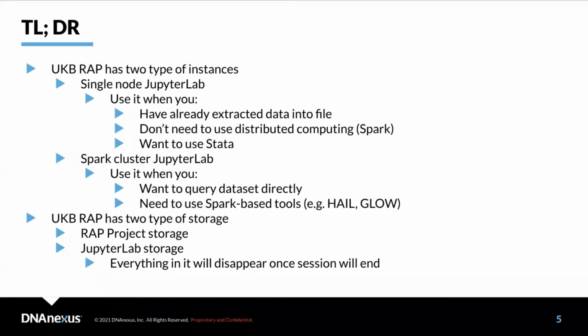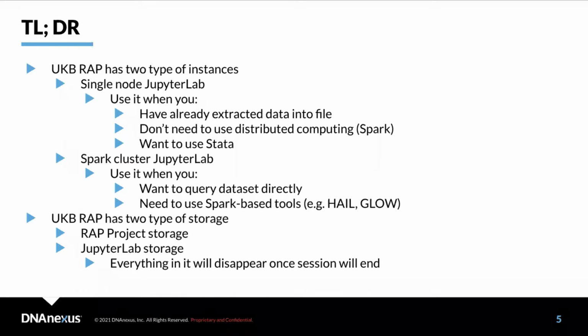So here is a TL;DR section, because we all do not have much time. If you have to remember the most important thing from this webinar, it is that UKB-RAP has two types of instances. Single node JupyterLab, you should use when you have already extracted data into a file, so you don't need distributed computing. Then we have Spark cluster JupyterLab. You should use it when you want to query the dataset directly, perhaps using some complex queries, or you need to use Spark-based tools for genomics, for example Hail and Glow.